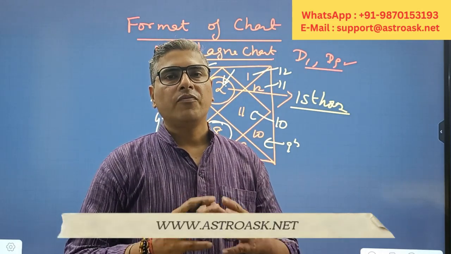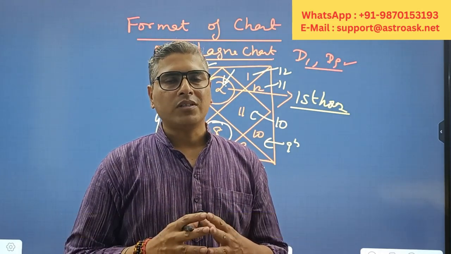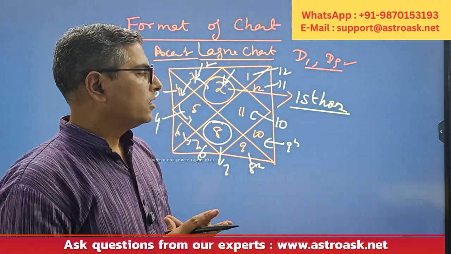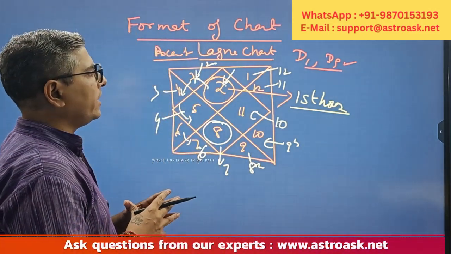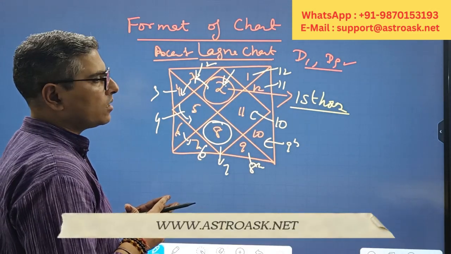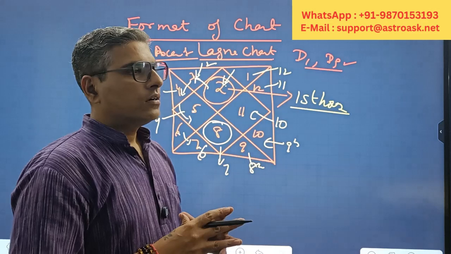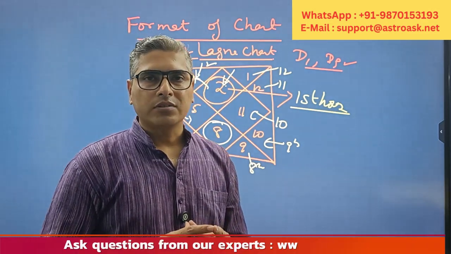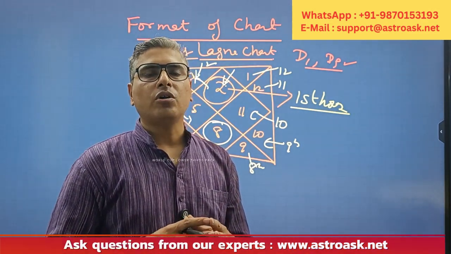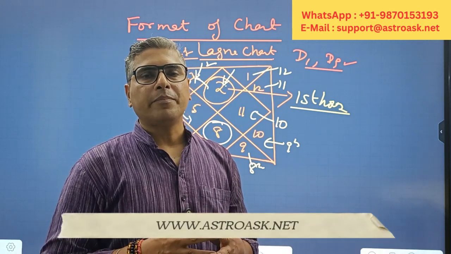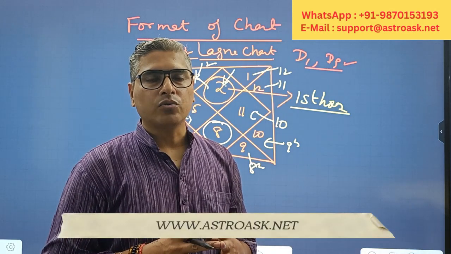You should be very, very familiar with these numbers, what these numbers represent. These numbers basically represent the lord of the house. That means which is the lord of which house. That is very crucial. Number 2 doesn't represent that it is the second house.